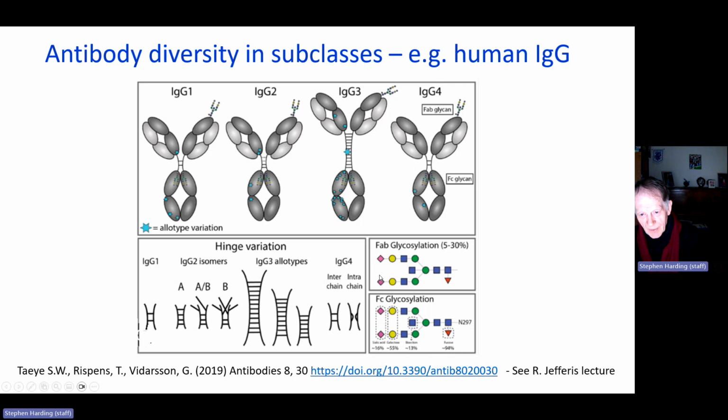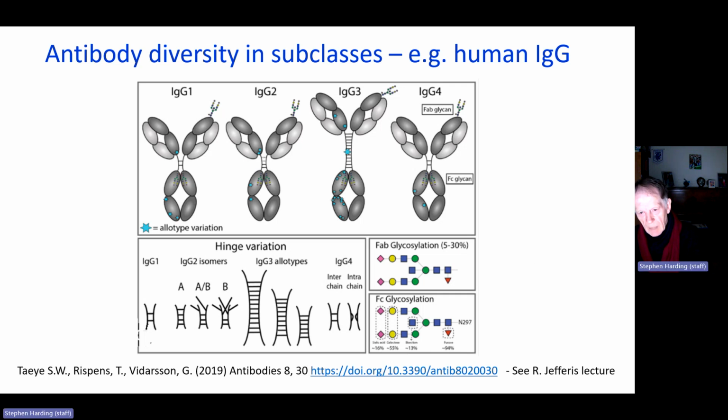And at the end, you've got the sialic acid residues, which are hugely important. And you have these fucose residues. And this is described in much more detail in the Roy Jefferis lecture. It explains how differences in fucosylation and also other areas can have an important part in terms of the properties of these molecules.